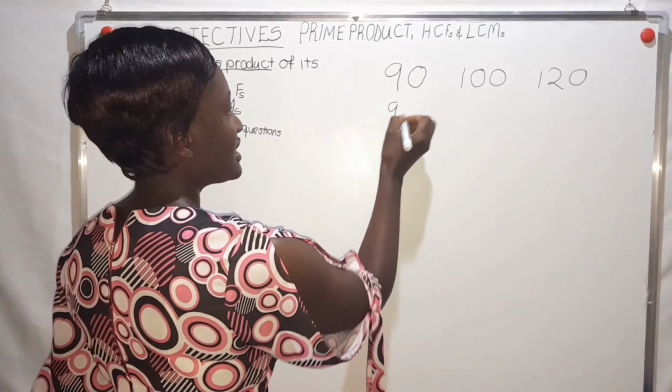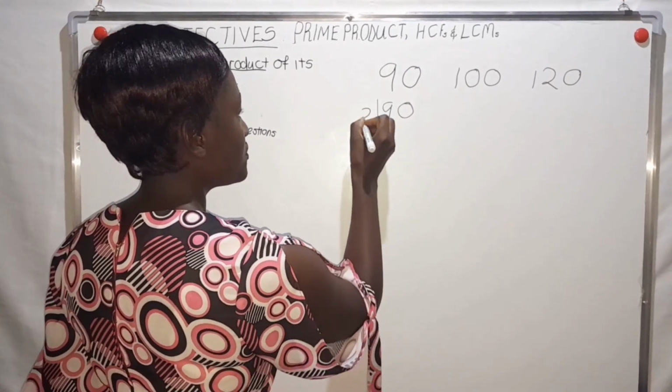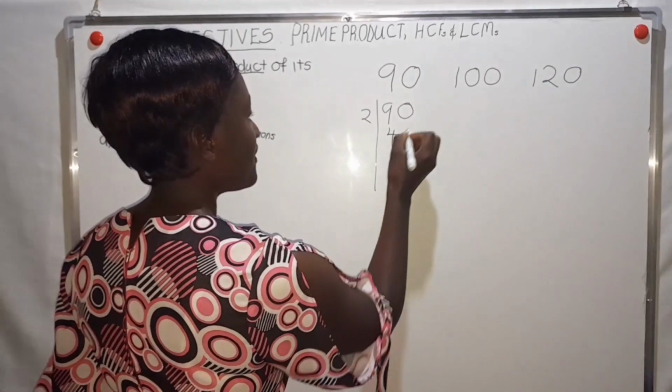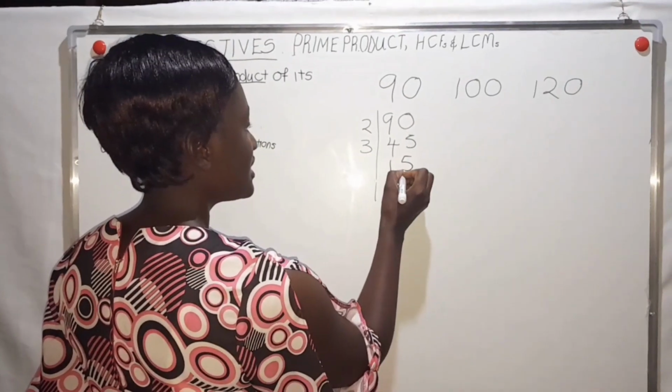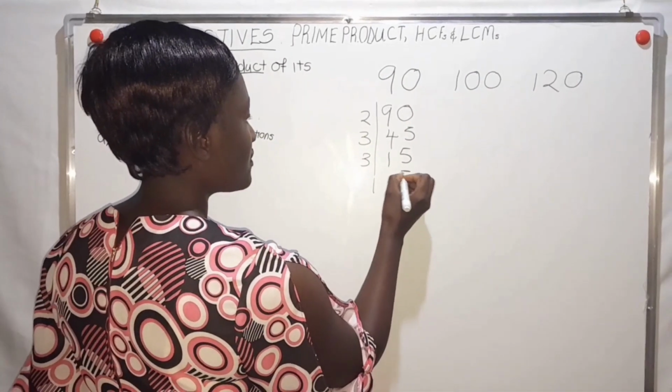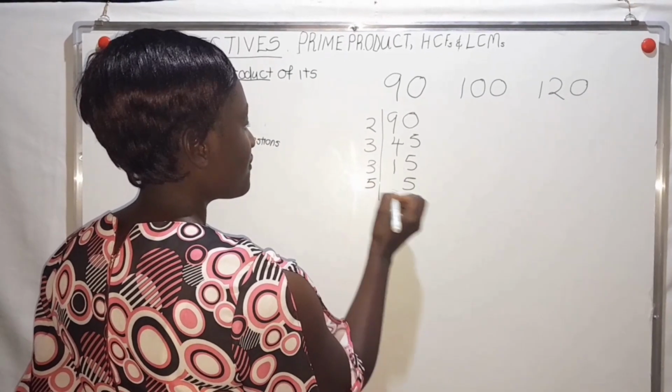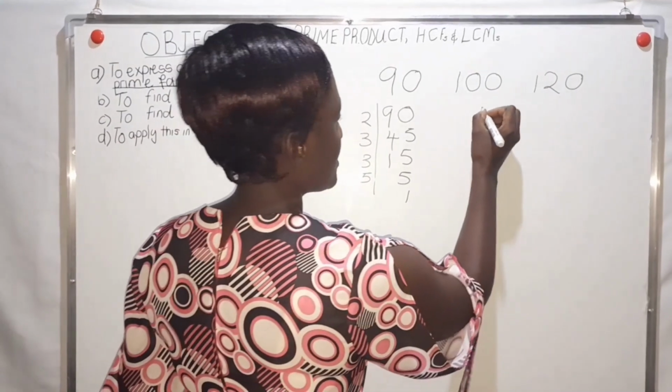Let's start with 90. 2 into 90, we get 45. 3 into 45, we get 15. 3 into 15, we get 5. 5 into 5, we get 1. Let's proceed to 100.